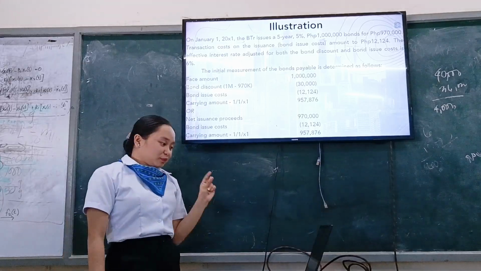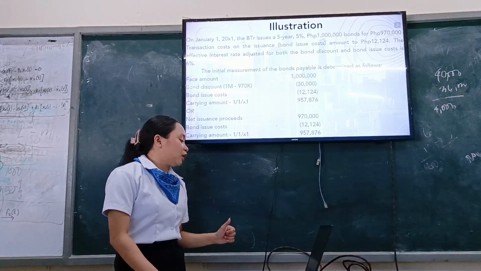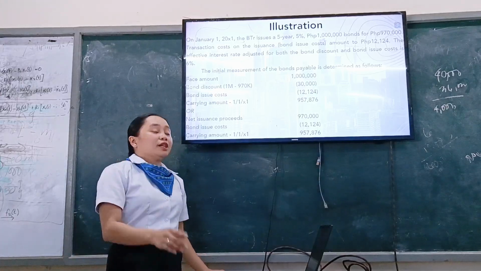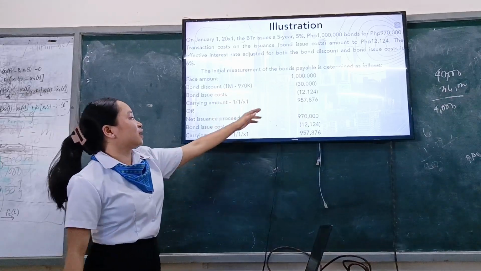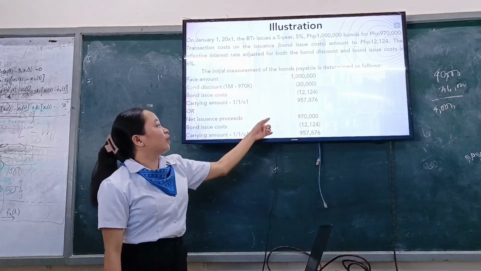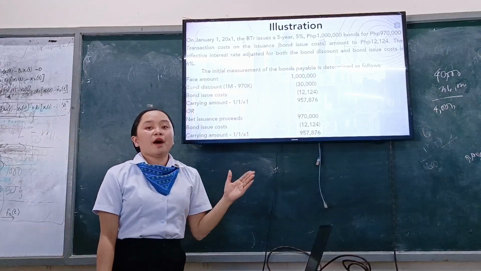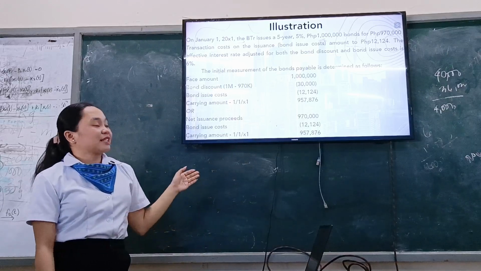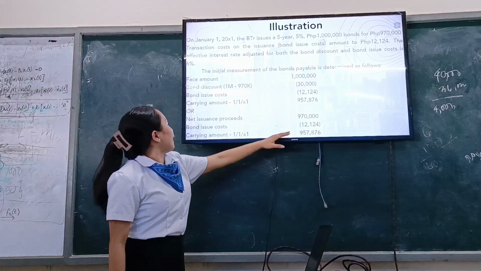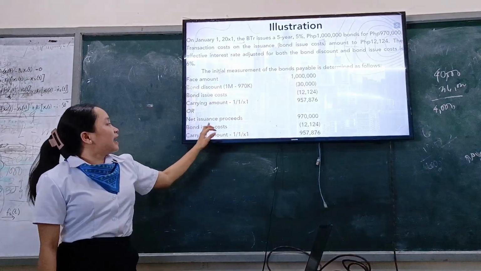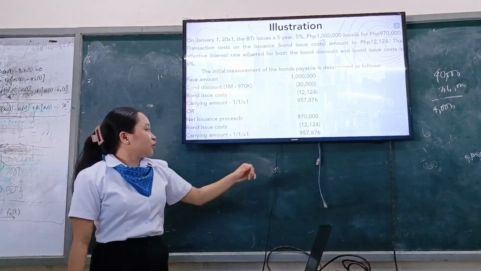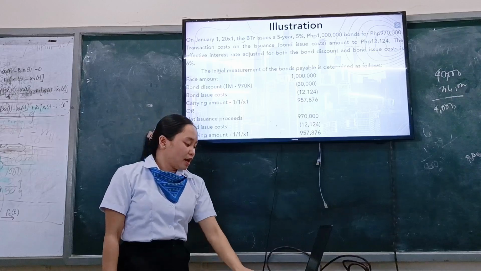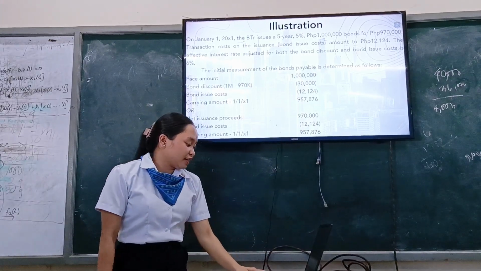So first, we will identify the initial measurement of the bonds payable. First is the face amount, 1 million, minus the bond discount, which is 1 million minus 970,000, equal to 30,000, minus the bond issue cost of 12,124. So our carrying amount for January 1, 20X1 is 957,876. Or we can simply subtract the bond issue cost from the 970,000 net issuance proceeds given in this illustration. The result is the same: the carrying amount for January 1, 20X1 is 957,876.